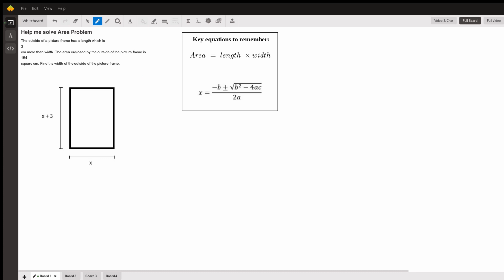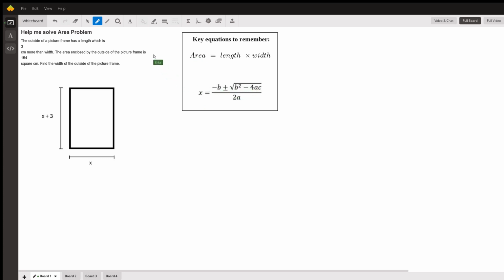So we see in this problem there's two key equations we want to remember when we're solving this. The first is our area definition, which is that the area is equal to the length times the width, and the second is our quadratic formula, which is given here. And we're going to be using that quadratic formula in just a bit.